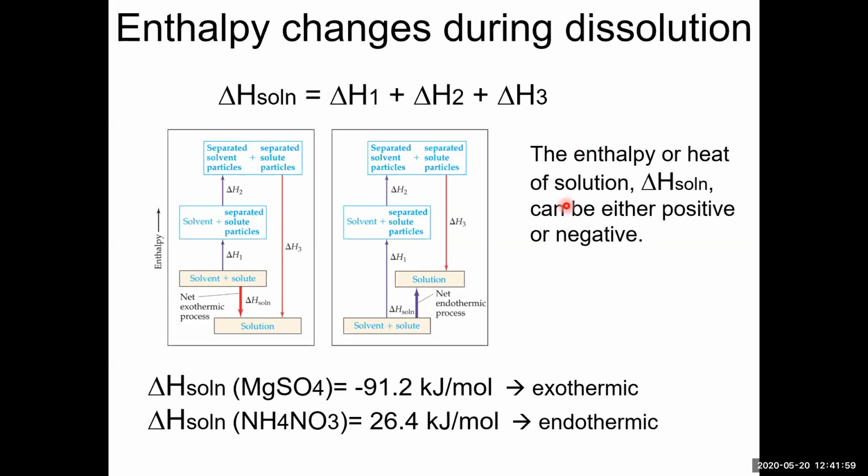And as we mentioned before, they can be either positive or negative. Here's an example. If we dissolve magnesium sulfate in water, it releases a lot of energy. It's pretty exothermic. Magnesium sulfate is Epsom salt, so if you ever put that into water, you'll feel that it gets very warm. Ammonium nitrate is pretty endothermic. That's used in things like cold packs, like those instant cold packs where you kind of crush it up and it gets cold.